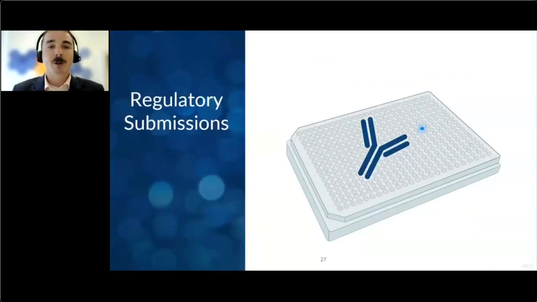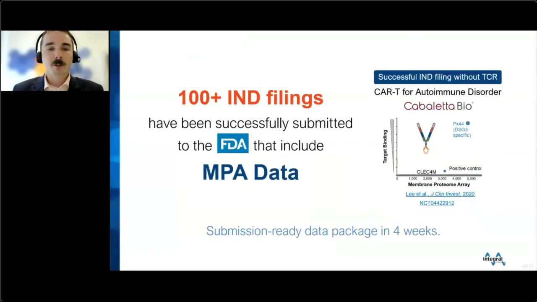Now, many of you are probably wondering, so what about regulatory submissions for the MPA? Well, there have been over 100 IND filings that have been successfully submitted to the FDA that include MPA data. And importantly, we know that there have been successful IND filings without tissue cross-reactivity, as shown here on a project we completed for Cabaletta Bio, where we demonstrated binding to the known target and even identified an off-target, which we were able to de-risk with Cabaletta Bio and still move this forward into clinical trials. Importantly, we have very competitive pricing and timelines where we're able to complete this entire package in 4 weeks.